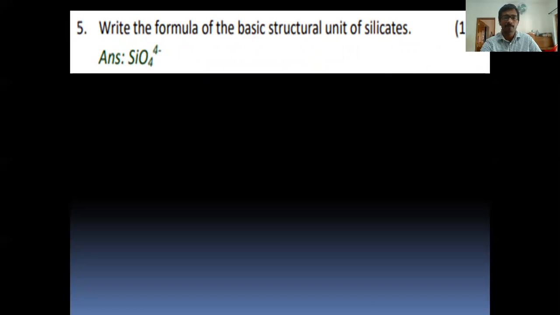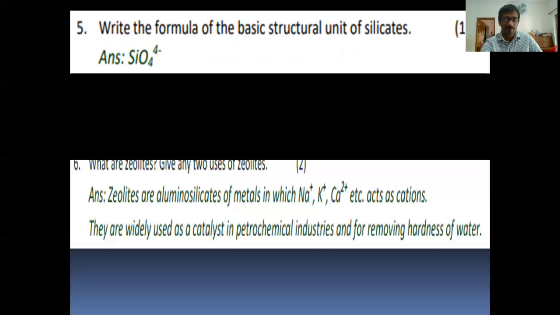Write the formula of the basic structural unit of silicates. I told you there is a chance to get this question for 1 mark. SiO4 4 minus. Study it well.